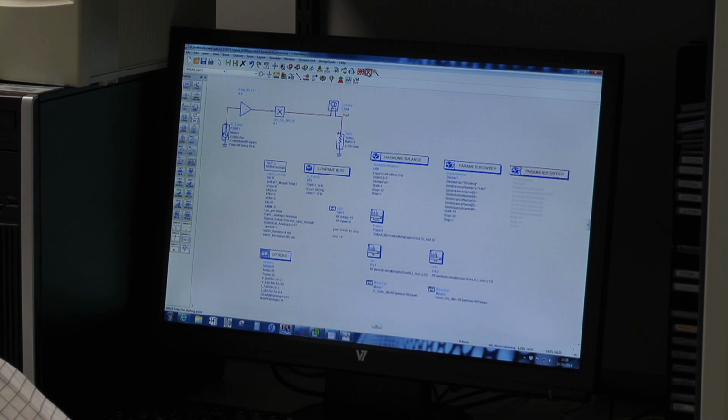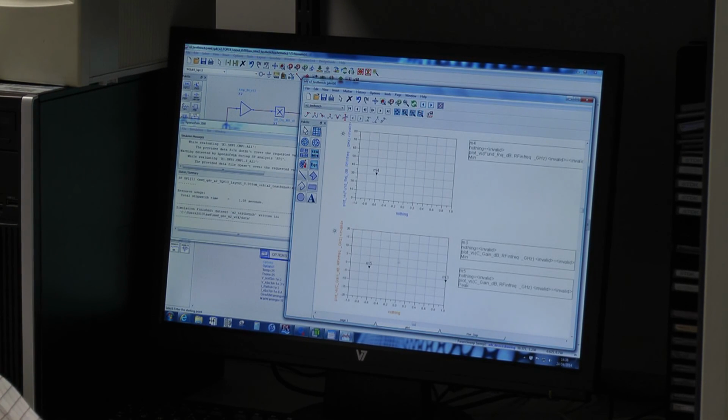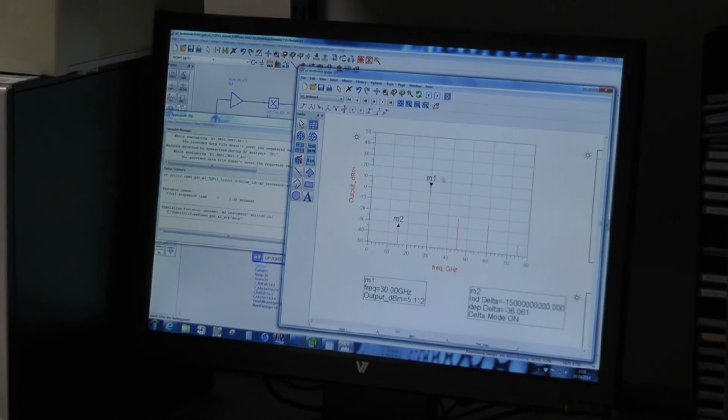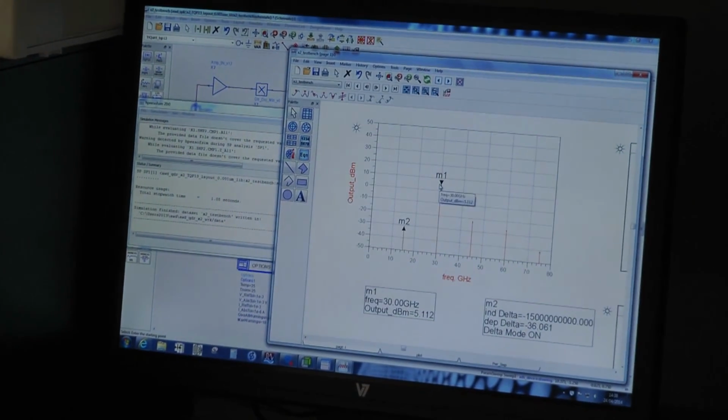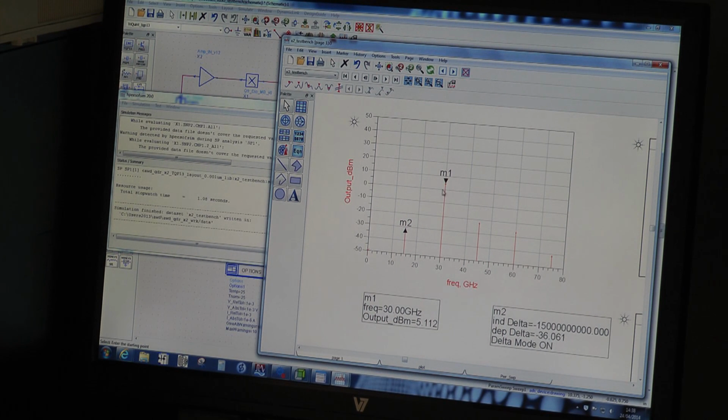What I want to show you is, if we again look at the output spectrum, we have the fundamental well attenuated and the second harmonic breaking through. Notice that the delta is now 36 dB. It was 45 before, so this basically just differs by the gain of our gain block. So we haven't really degraded the performance other than by the gain of the gain block.